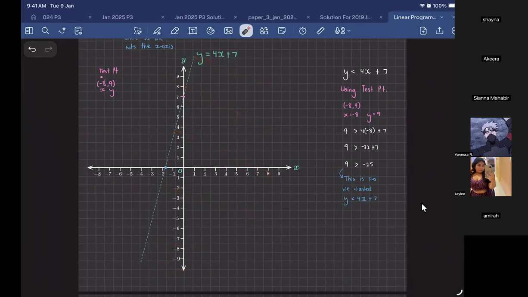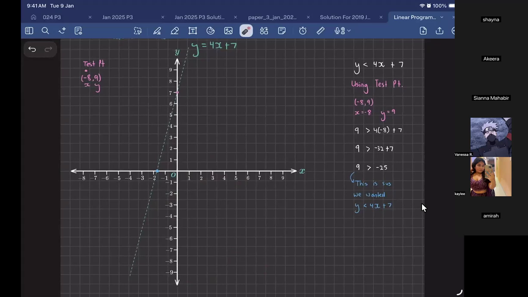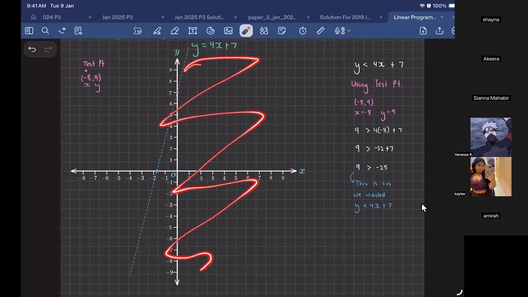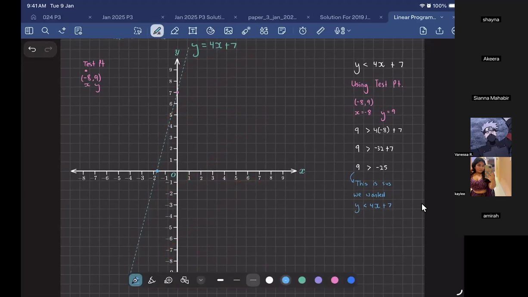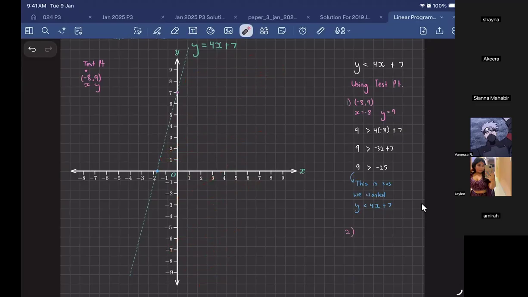But I know some of you will have trust issues. So here's what we're gonna do. I want somebody to pick a test point in the other region for me and let's see if it works. Vanessa, talk to me. Pick a point in the other region.